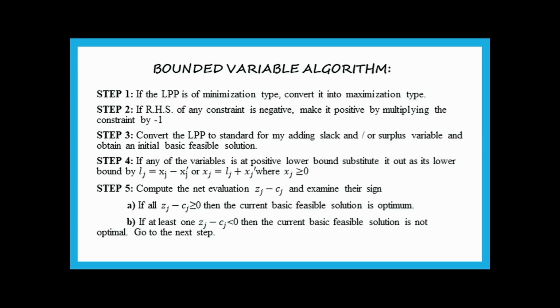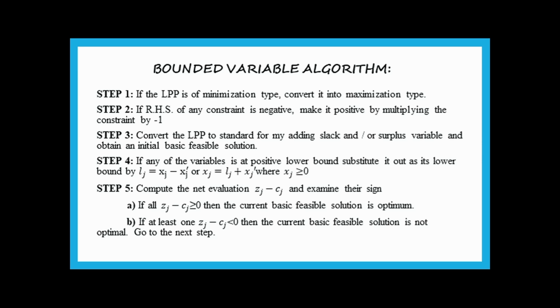Step 3 is, convert the LPP to standard form by adding slack and surplus variables and applying the initial basic feasible solution, which means we have constraints which are either less than or equal to type or greater than or equal to type. Suppose the constraint is less than or equal to type, then we add a slack variable. Otherwise, if the constraint is greater than or equal to type, then we add a surplus variable.